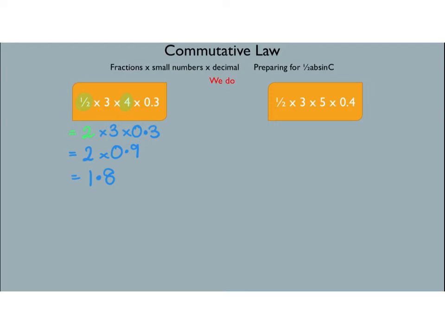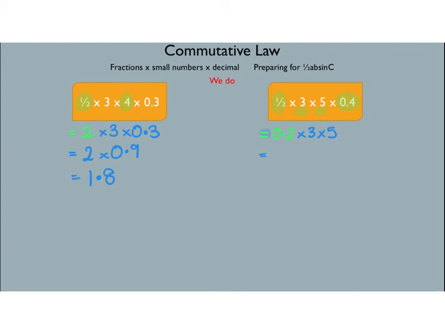Right, same idea with the next one. We have got a fraction, a half. 3 is not an even number. 5 is not an even number, but that 4 on there is. So first thing I'm going to do is write down half of 0.4. Half of 4 is 2, so half of 0.4 is 0.2. And I still need to multiply by the 3 and the 5.